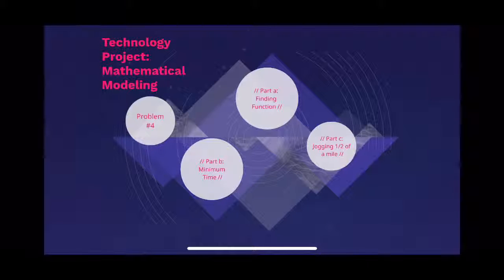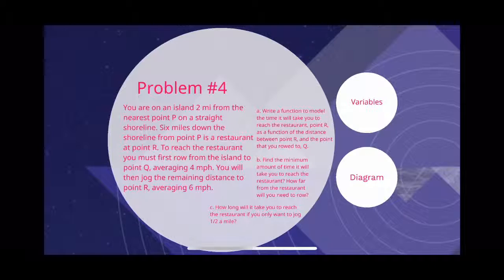This is the Technology Project Mathematical Modeling. Our problem was: you are on an island 2 miles from the nearest point P on a straight shoreline. 6 miles down the shoreline from point P is a restaurant at point R. To reach the restaurant, you must first row from the island to point Q, averaging 4 miles per hour. You will then jog the remaining distance to point R, averaging 6 miles per hour.